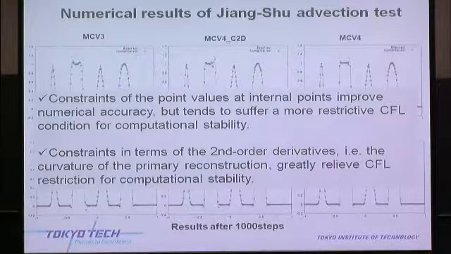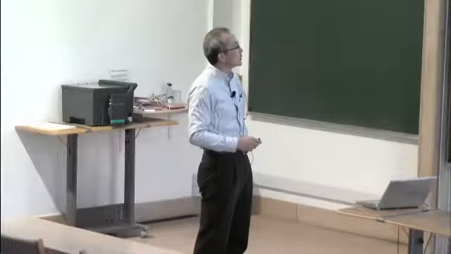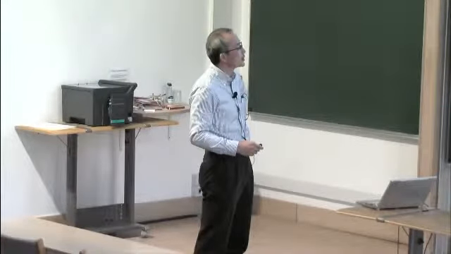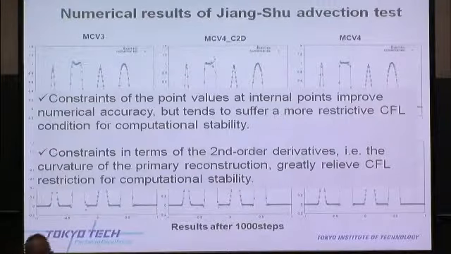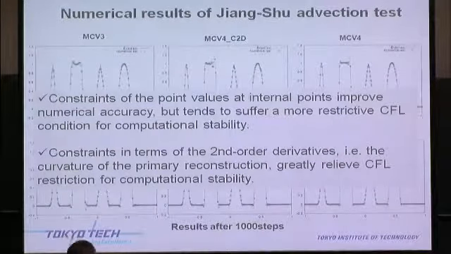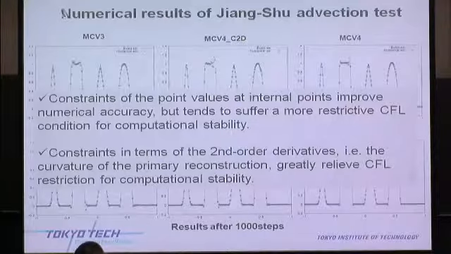Some very preliminary understanding for this is that if we increase the point value, you can increase accuracy, but you will suffer a more restrictive CFL condition. If you increase the second order derivative as a constraint condition, you can largely relieve the CFL number. You can use an even larger one.